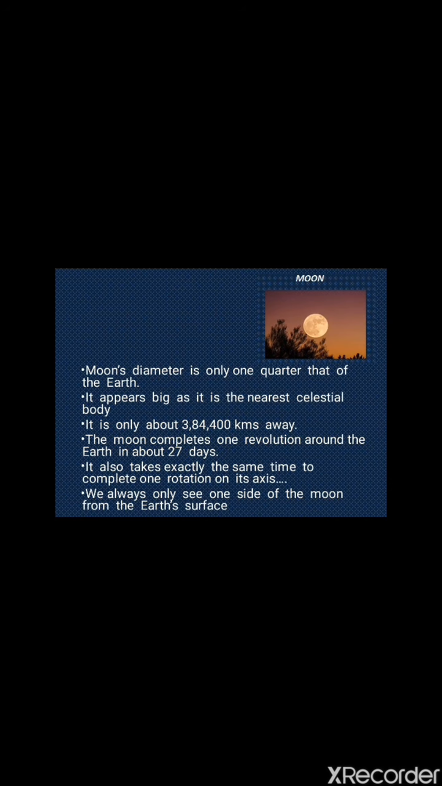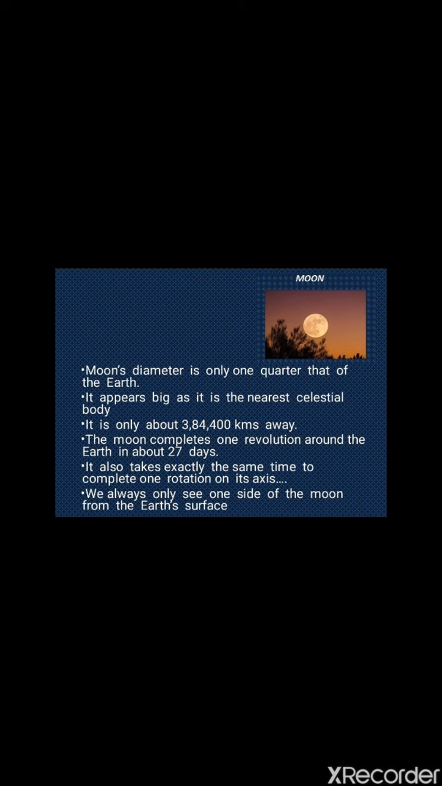Now coming back to the moon. The moon, the Earth's satellite, has a diameter of only about 1/4 that of the Earth. Now it appears big as it is the nearest celestial body to the Earth. So the closest celestial body that we have is the moon.